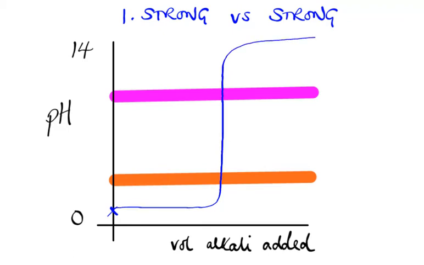So which indicator works here? So what we can see is the point at which we reach neutralization. For both those indicators, they lie in the vertical section of the curve, which means either of those indicators would be suitable for this titration.